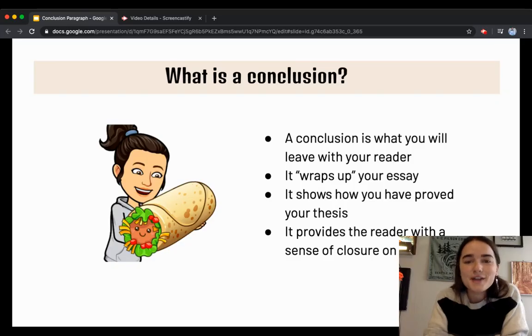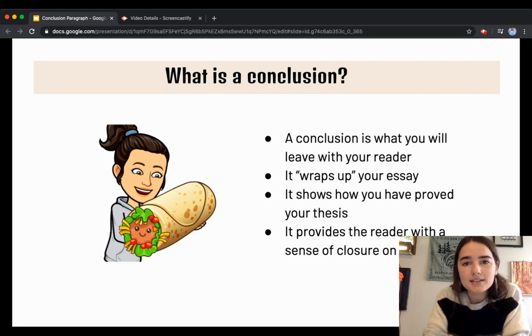All right, now that you've got your notebook and a pencil, let's get started. What is a conclusion? A conclusion is what you will leave with your reader. It wraps up your essay. It shows how you have proved your thesis, like we stated in the introduction. It also provides the reader with a sense of closure on the topic.